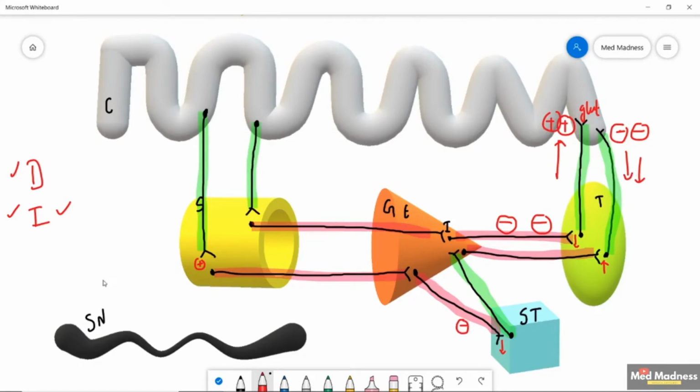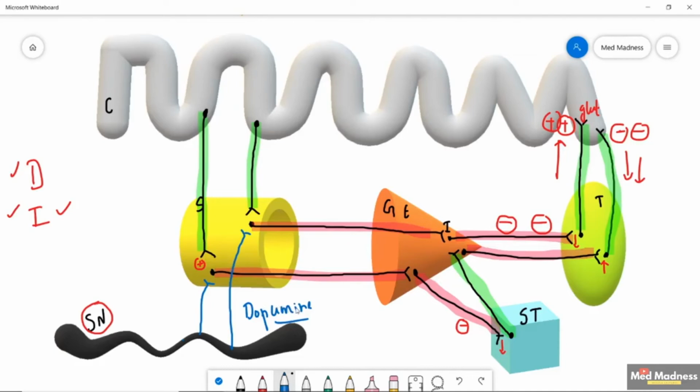And now, what is the role of the substantia nigra here? In order to understand this, you must know that the neurons that come out from the substantia nigra go to the striatum, like this. So these neurons are secreting dopamine. Very important. Take it down. So it releases dopamine.